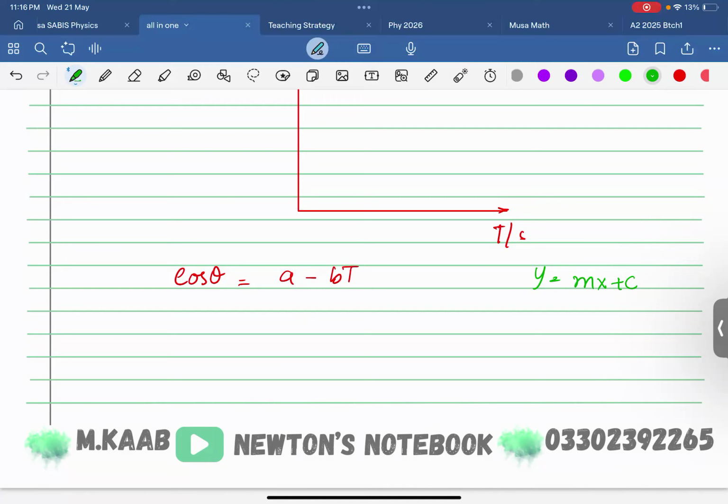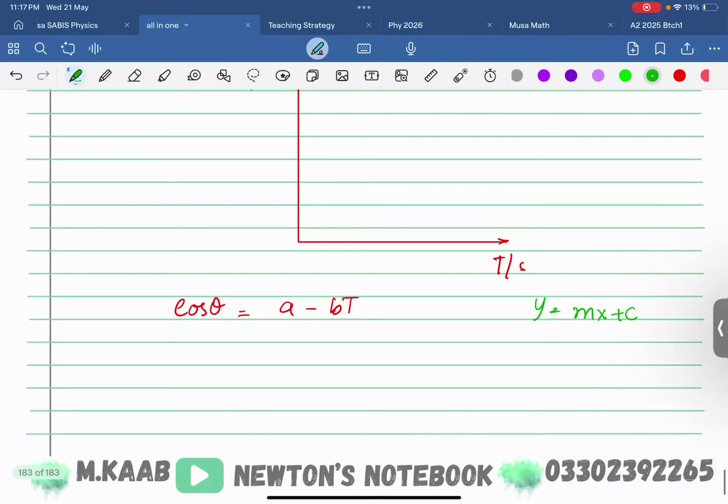If they are linear, they should follow y equals mx plus c. They will have some intercept, maybe positive, maybe negative, and some gradient value and x-axis value. This is what we call the concept of linearization. Once the equation is linearized, we just need to compare it, compare the values. So let's first arrange it.